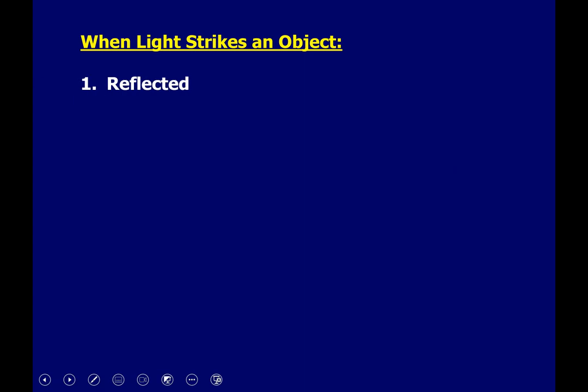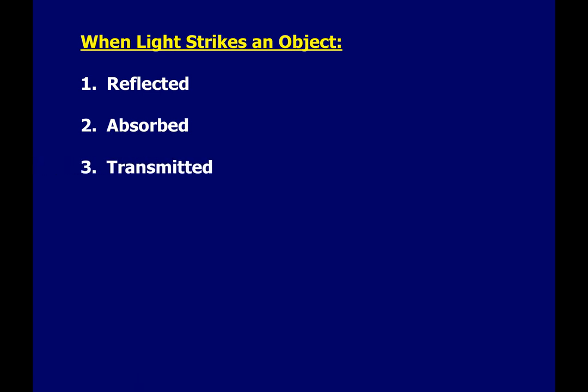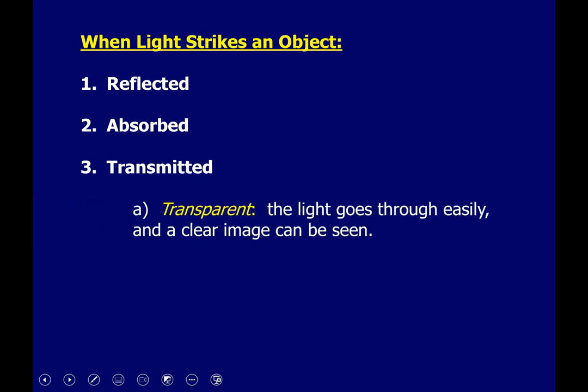When light strikes an object, it can do one of three things. It can be reflected, it can be absorbed, and it can be transmitted. Don't worry about writing those down right now because we're going to go through each of them in a bit more detail, okay? And if the light's transmitted, then that means that it can be transparent, which means all of the light goes through.